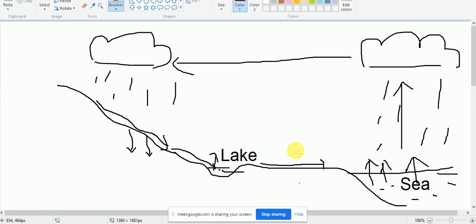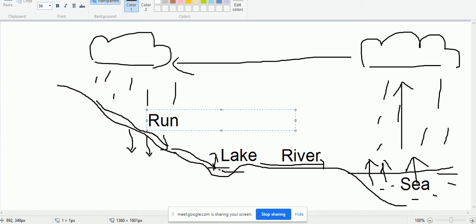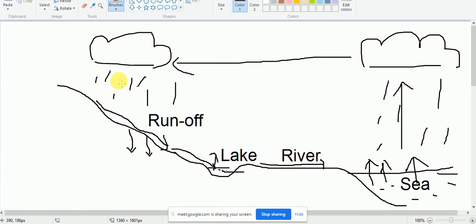See, and this is a river, you know. I will just type. So here is a river, and here also a river, or runoff, you can say, runoff. And see, here we have rainfall, and rainwater is absorbed, and some of it is flowing down as runoff, entering the lake. Some will be flowing as a river, and this will enter the sea also.